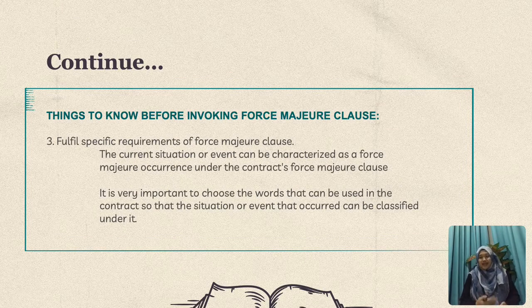Next, the contracting parties must fulfill the specific requirement of force majeure clause. The current situation or event can be characterized as a force majeure occurrence under the contract's force majeure clause. It is very important to choose the words that can be used in the contract so that the situation or event that occurred can be classified under it. To determine whether the situation or event that occurred can be classified as a force majeure clause or not are the words used in the contract.